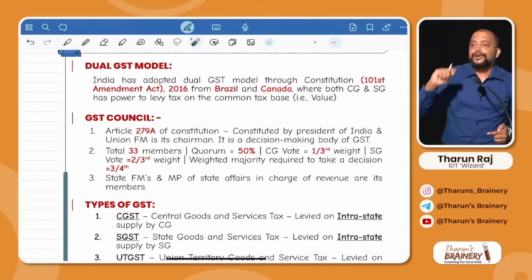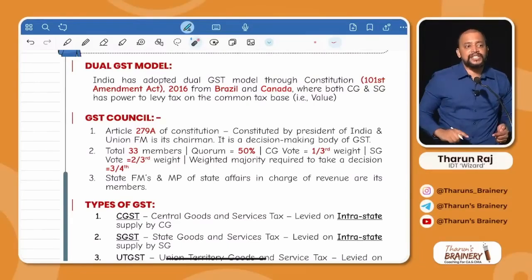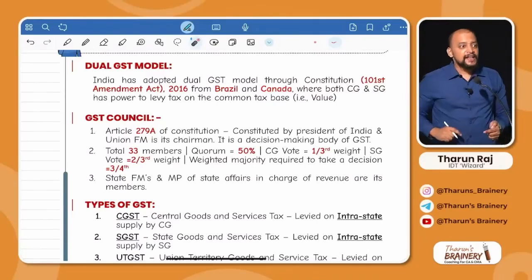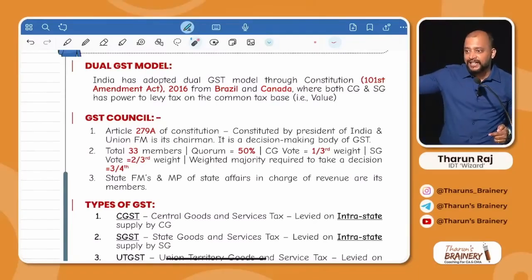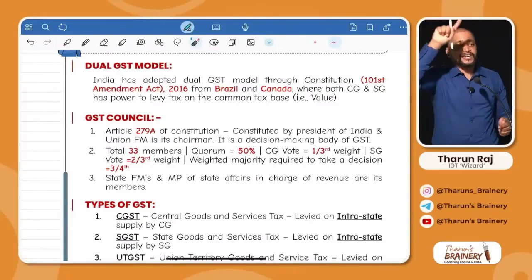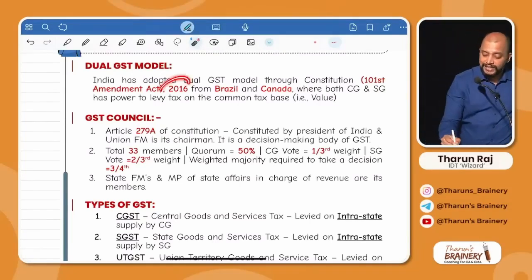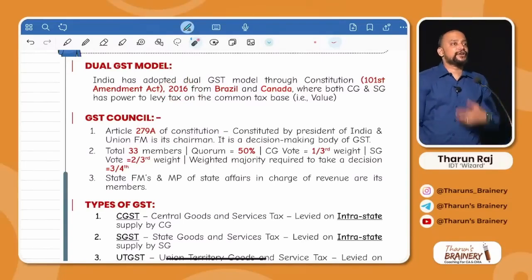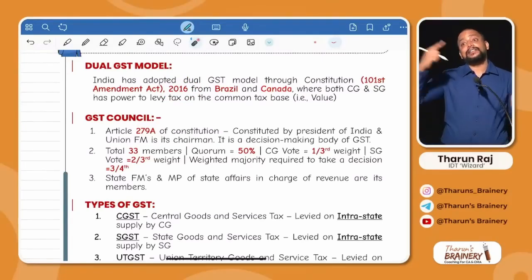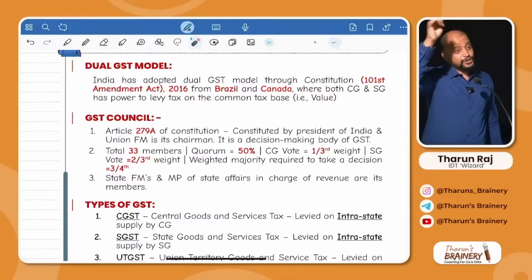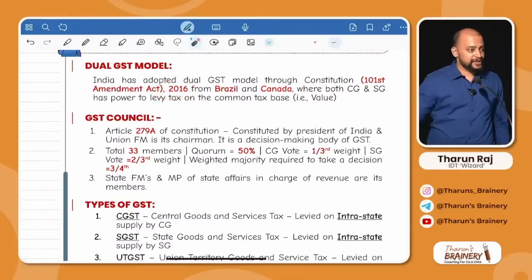What is the year in which the Constitution amendment happened? 2015, 2016, 2017? We may think the effective date of implementation is 2017, so the Constitution amendment is 2017. No. 2016 is the Constitution amendment, it's not 2017. 2017 is when the GST law came. The Constitution amendment happened in 2016, and the GST law came in 2017.